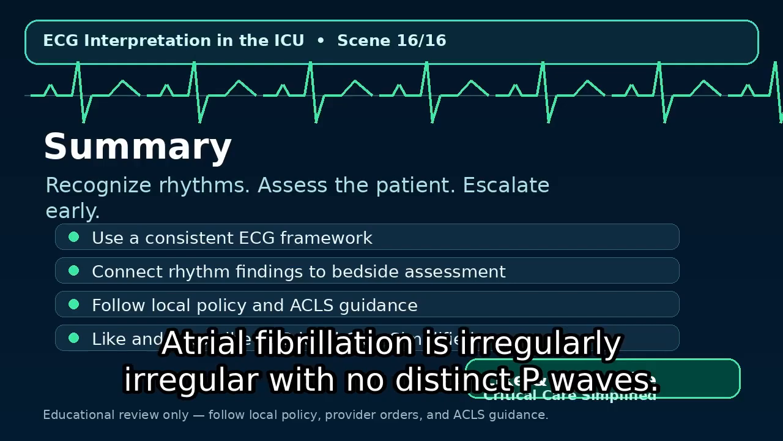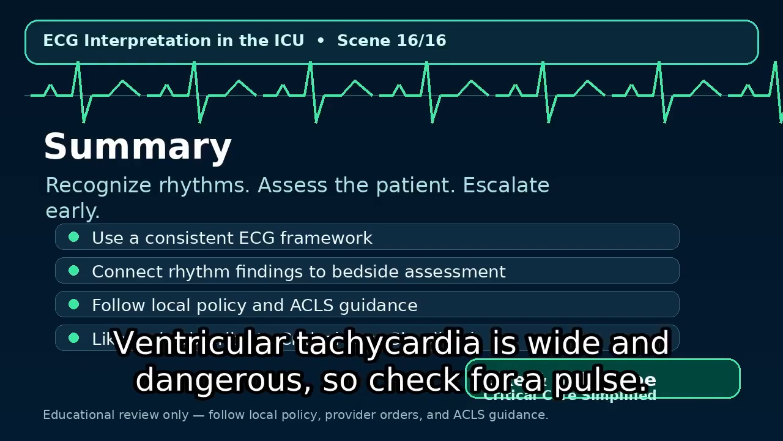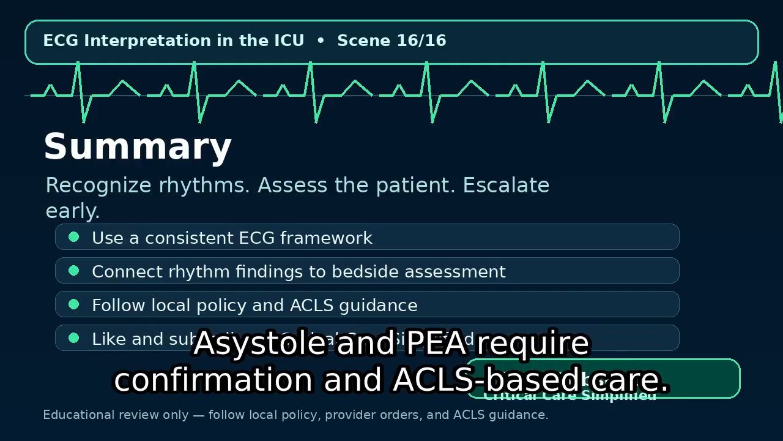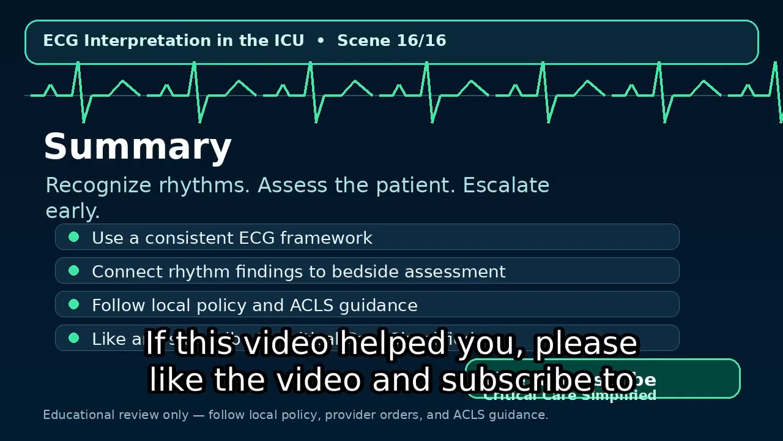Atrial fibrillation is irregularly irregular, with no distinct P waves. SVT is usually regular, narrow, and fast. Ventricular tachycardia is wide and dangerous, so check for a pulse. Ventricular fibrillation requires immediate emergency response. Asystole and PEA require confirmation and ACLS-based care. Most importantly, treat the patient, not just the monitor.